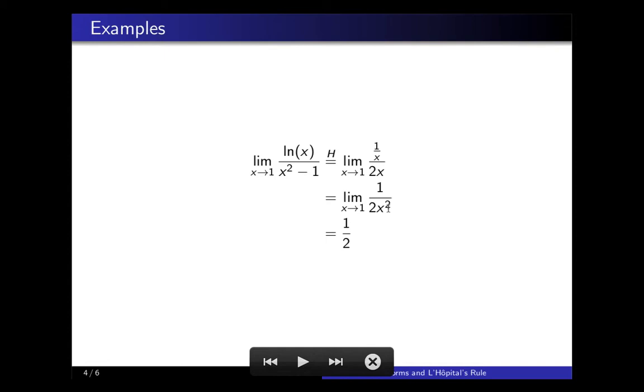We now have a continuous function at x equals 1, so we get a final answer of 1/2. Right, so this tells us something where the numerator and denominator were both going to 0, but the limit came out to be 1/2.